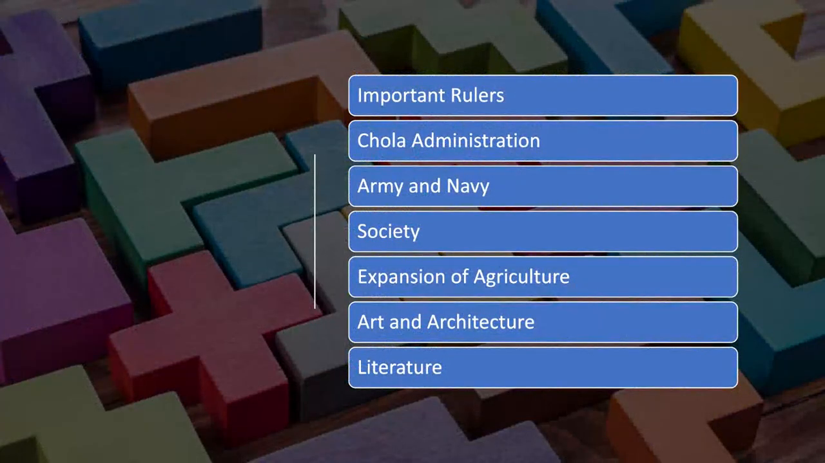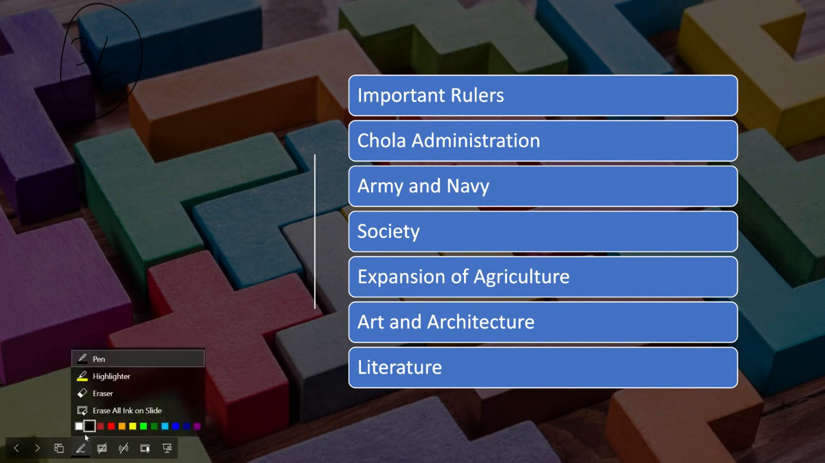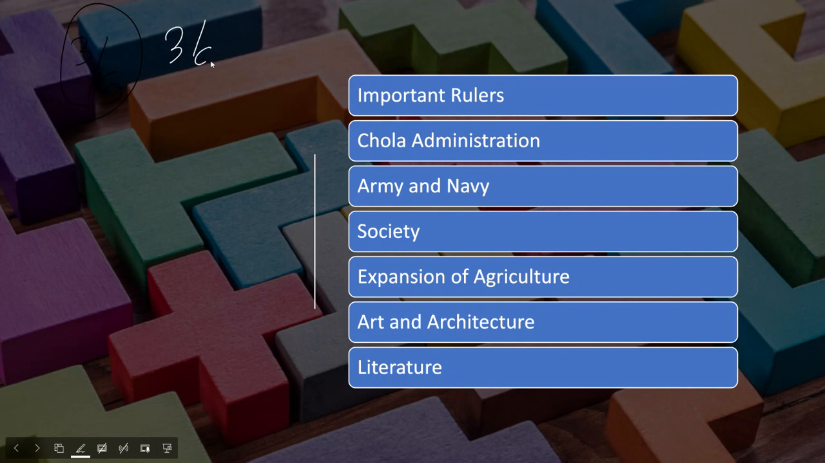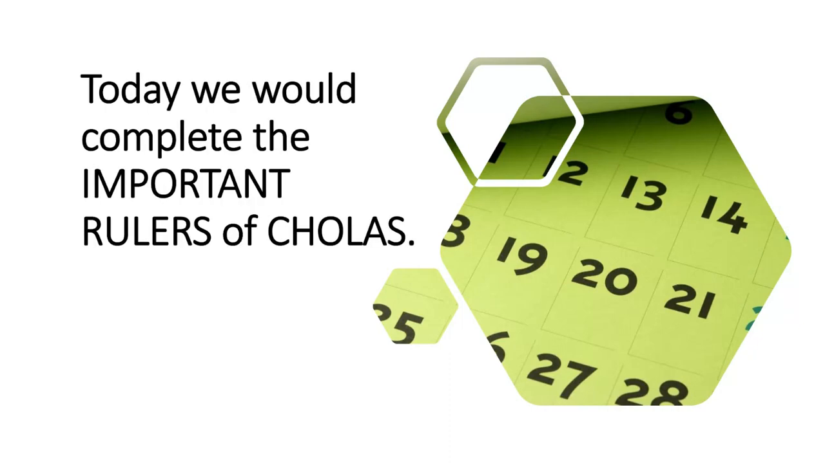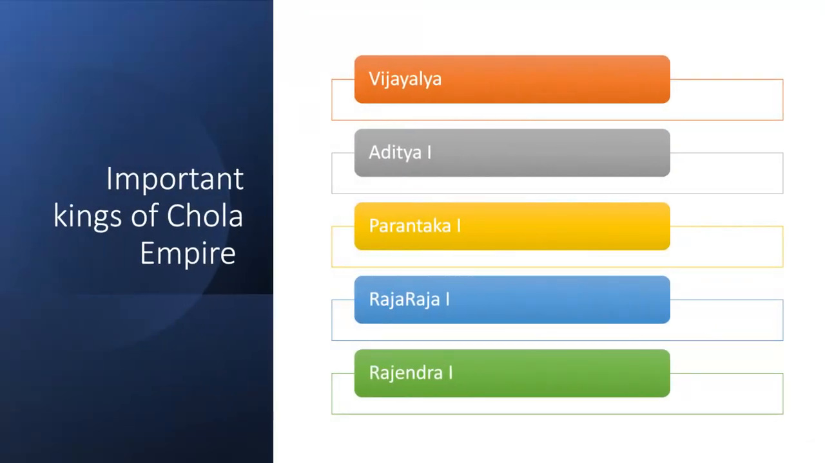Today we would be covering one learning objective. We have already covered 3 out of 5 important Chola rulers, and we already know the intro. If you missed it, just visit my previous video, that's part 1 of the chapter. You may visit the playlist for that. Today we would be completing the important rulers of the Cholas. So are you excited? I believe yes.